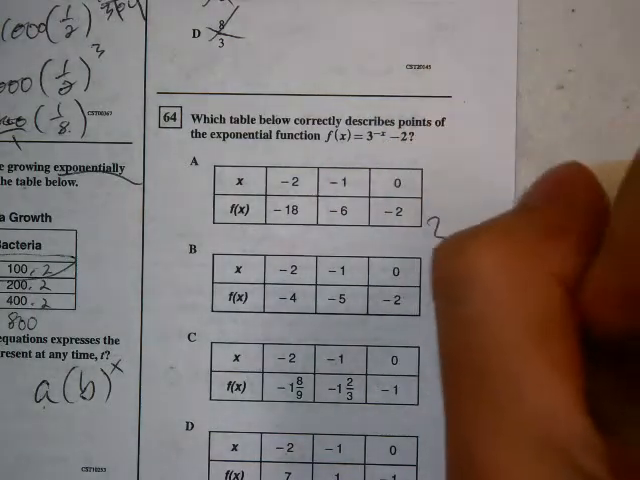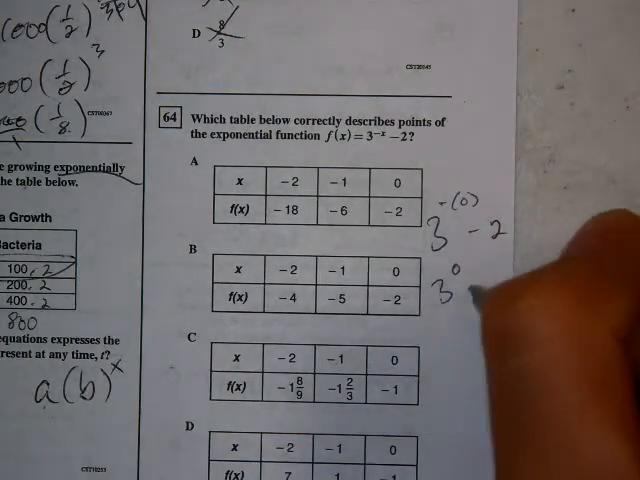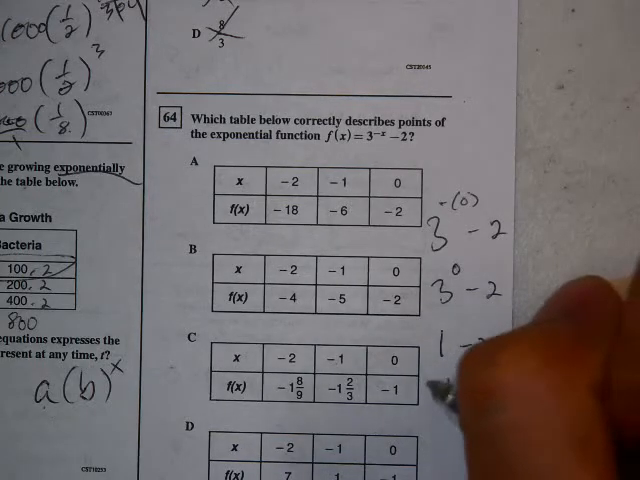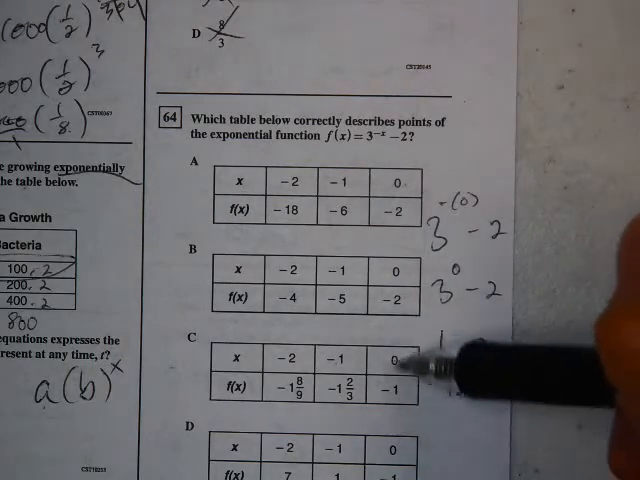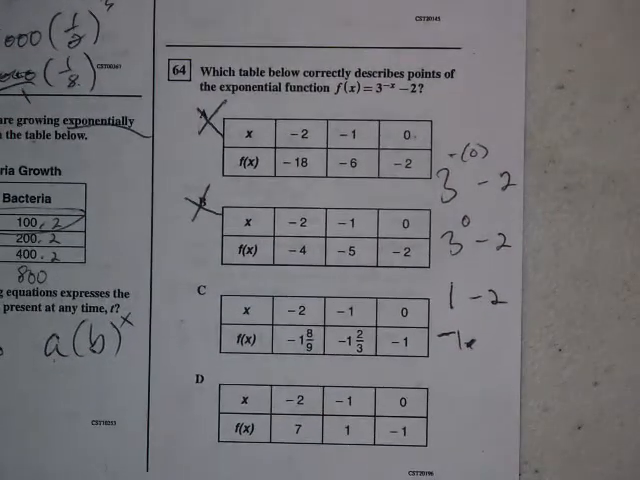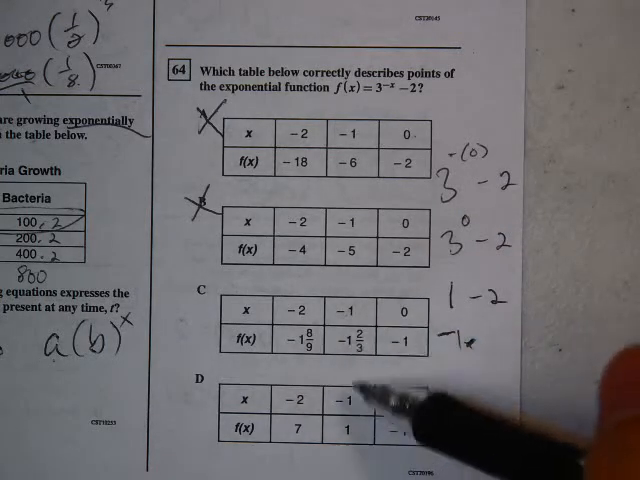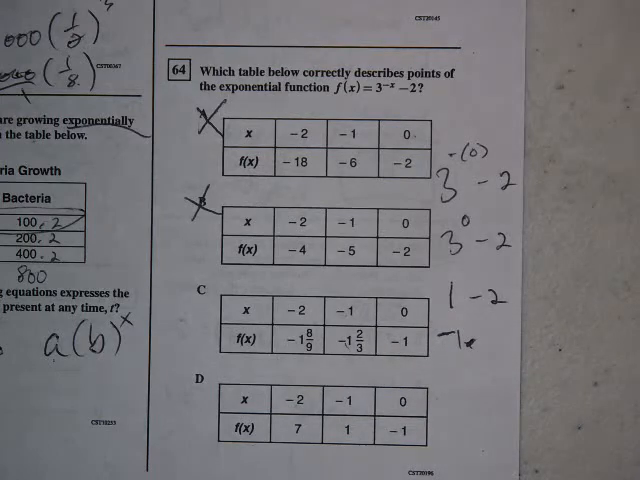If we plug in 3 to the negative 0 there, minus 2, that becomes 3 to the 0 minus 2. 3 to the 0 power is 1 minus 2. 1 minus 2 is negative 1. So by plugging in the 0, if it's negative 1, that means I can get rid of A and B. It's going to be either C or D. So now I've just got to choose between these two. If you look at the other choices, I've got a negative 1, and I got this ugly mixed number, a negative 1 and 1. So let's go ahead and plug in that negative 1.